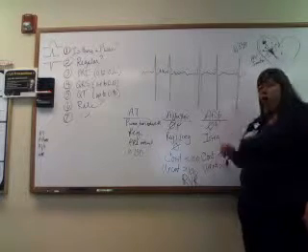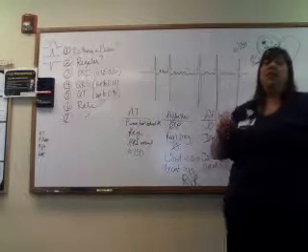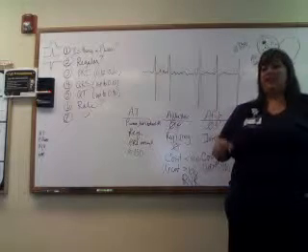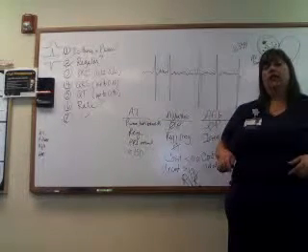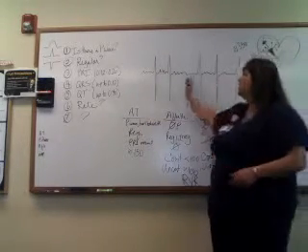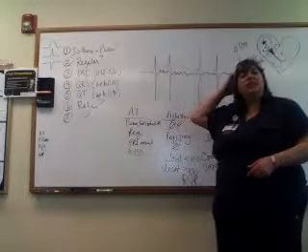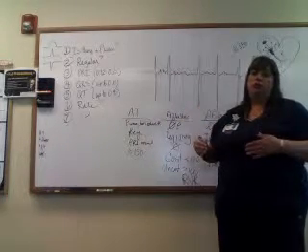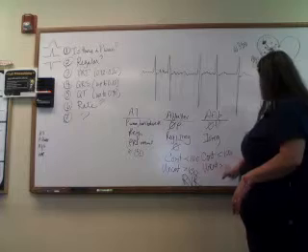So the hard and fast rule with atrial fib: you cannot be regular. So make sure you're looking at regularity, because if you have something that's regular and you're trying to say that it's AFib, it doesn't fit into the rules, okay? So pay close attention to that.